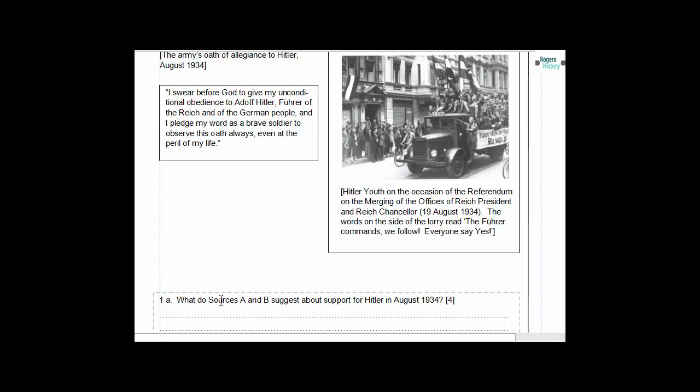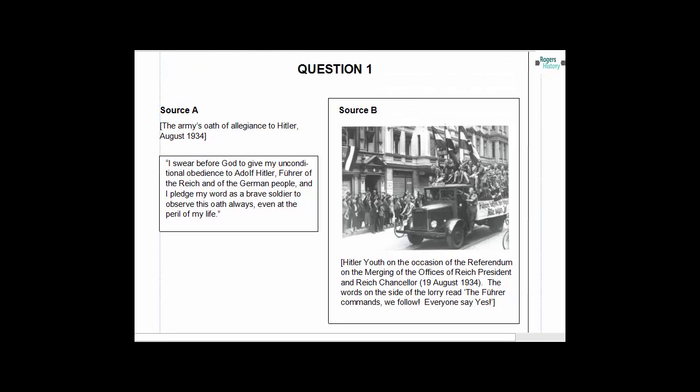What do sources A and B suggest about support for Hitler in August 1934? And it's worth 4 marks. There are 2 sources that you will see, source A and source B. In this case, source A is a written source and source B is an image.